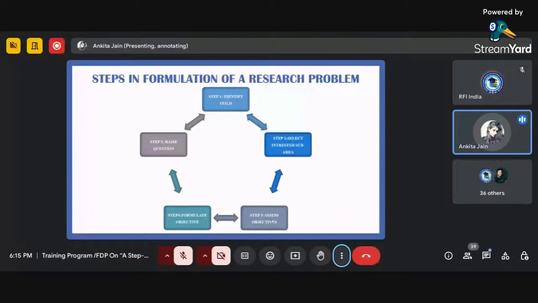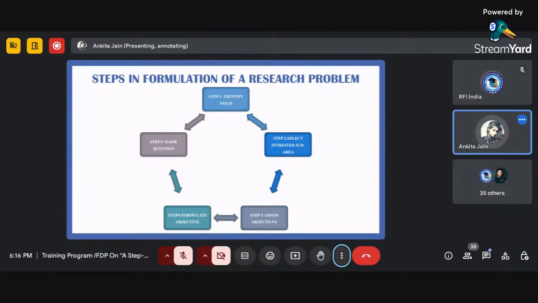Then, steps in formulation of a research problem. Now we are talking about formulation, where earlier we were identifying. So number one, first you have to understand or identify the field of your study or research. Then you have to specify the topic. See, you cannot study everything, so you have to narrow down your research.